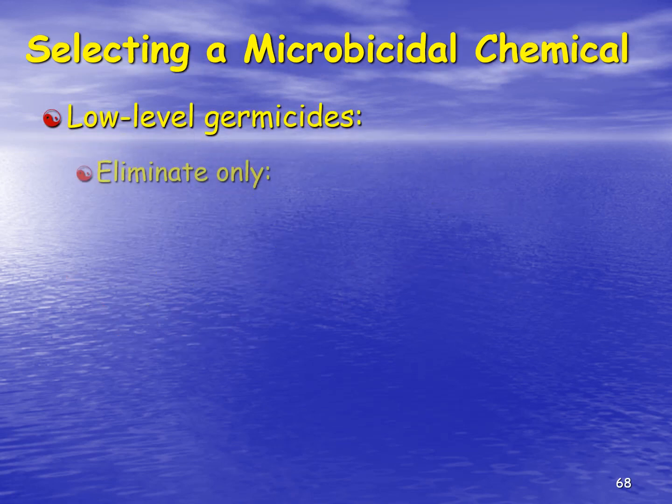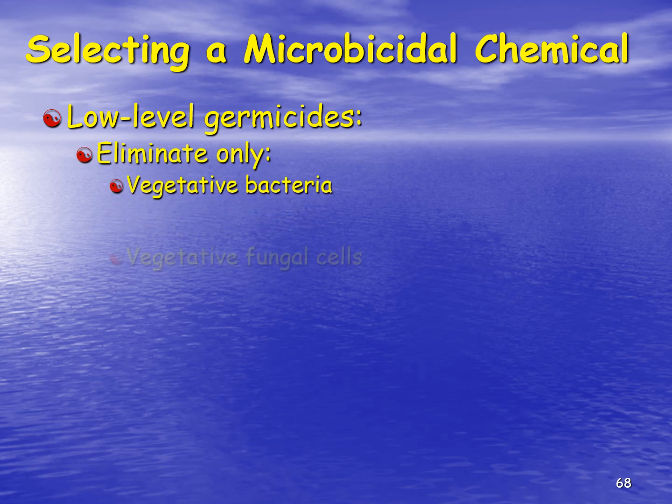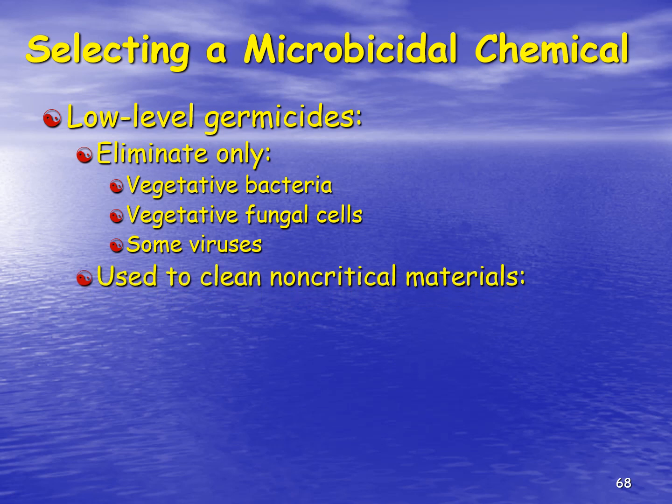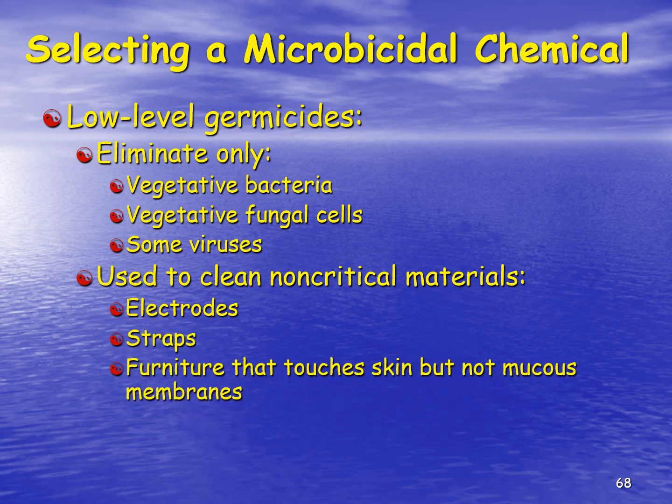Low-level germicides eliminate only the vegetative bacteria or vegetative fungal spores. They can actually eliminate some viruses, most of them enveloped, and they typically are used to clean non-critical materials such as electrodes of the EEG or EKG machines, straps that are used, etc. Even furniture that touches skin but not mucosal membrane. So things like chair seats or bed railings.